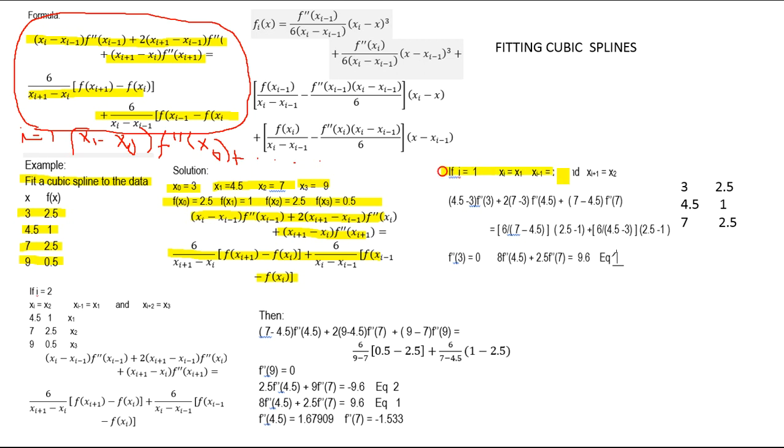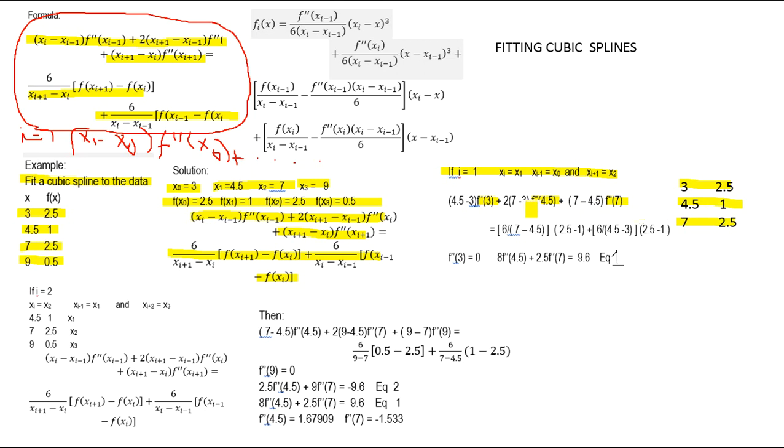If i is 1, so we will consider the 3 points. Yung tatlong points muna, 3 points at a time. Look at how this one is. Kinabit lang yung f double prime 3, f double prime 4.5, and f double prime 7 dyan sa 3, 4.5, 7. F double prime are values of second derivative.